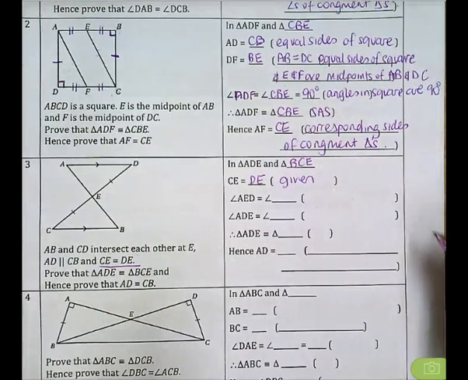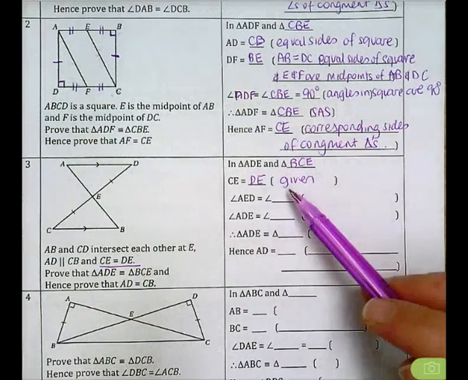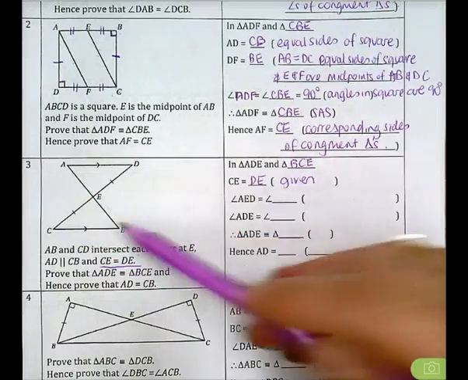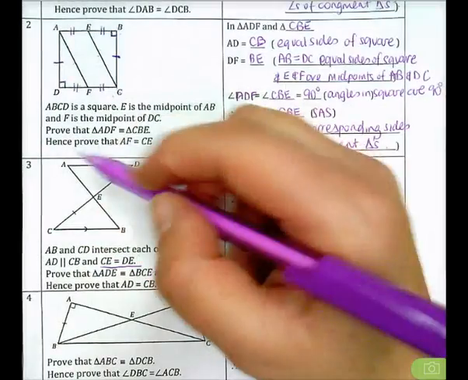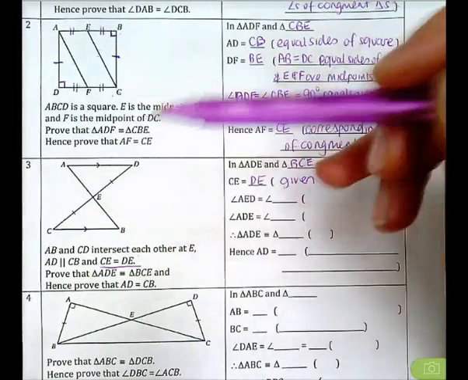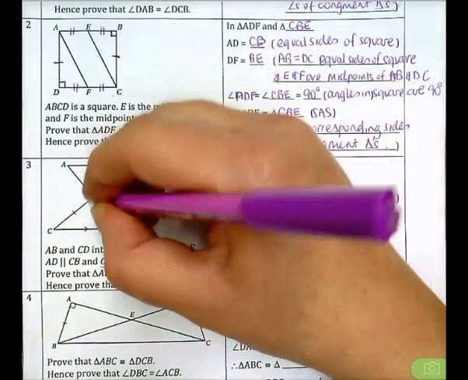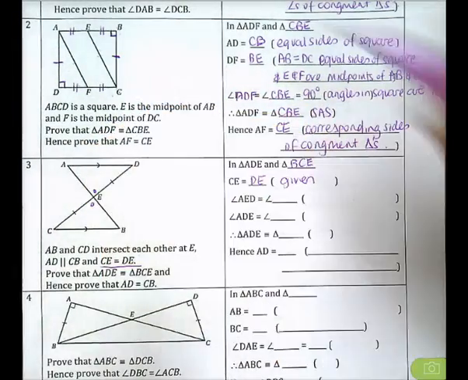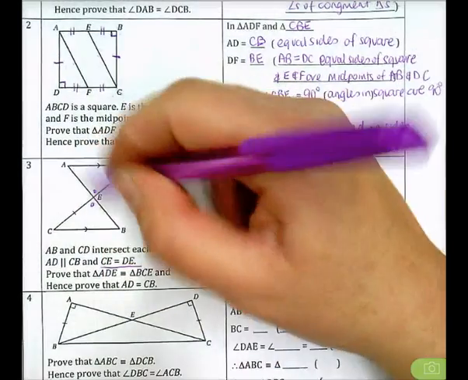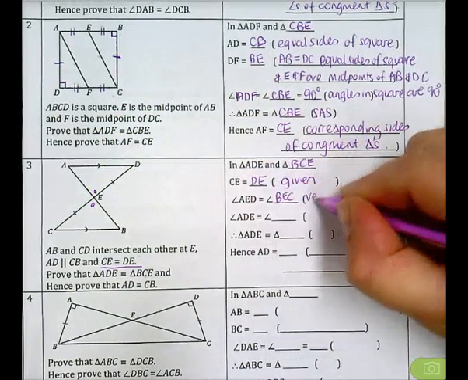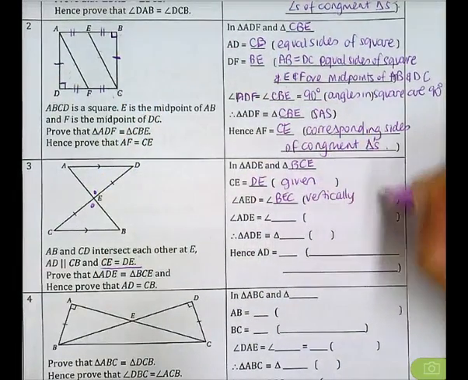Okay. Now, we also know that these two lines, AD and BC, are parallel. So we've got angle AED, this angle here, which is vertically opposite this angle here, so we can do that as well. So angle AED is equal to angle BEC, reason vertically opposite angles.